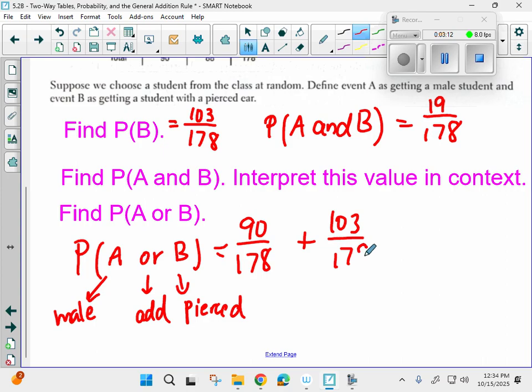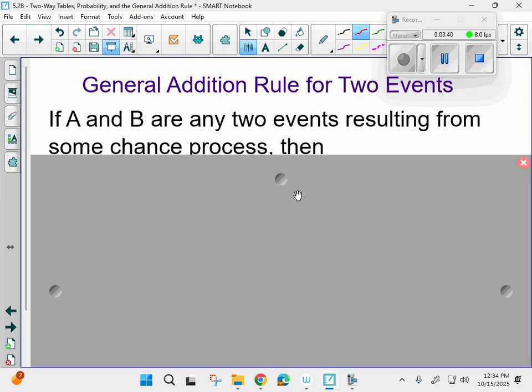Now, if I just added that together, my answer would be wrong. Who did I double count? Yeah, the males with pierced ears, right? So I have 90 males. I have 103 people with pierced ears, but I double counted these 19 people. I counted them in both groups. Do you guys agree? All right. So you have to subtract out whoever you double counted.